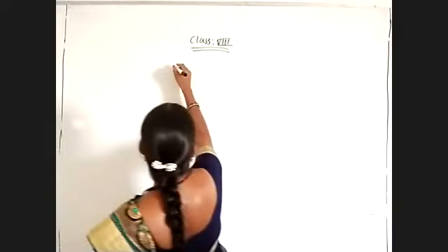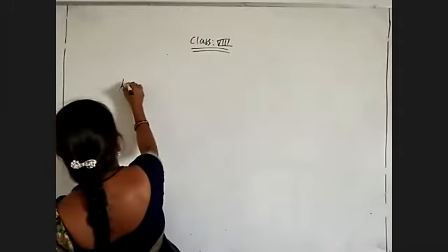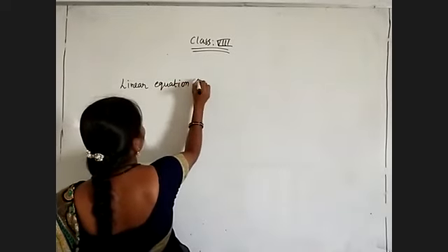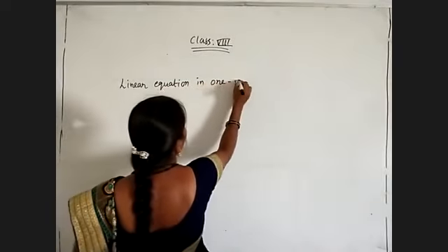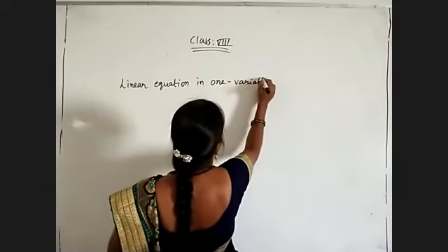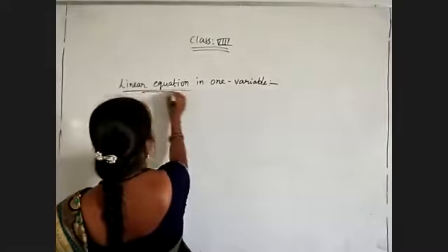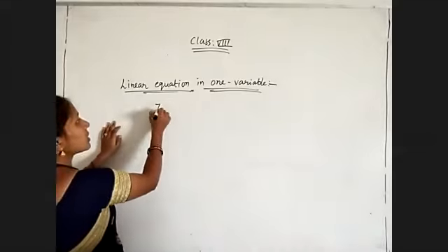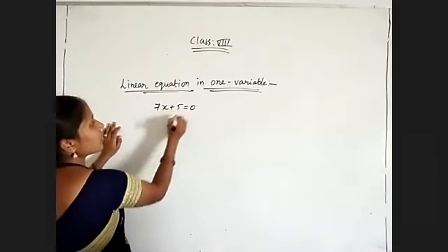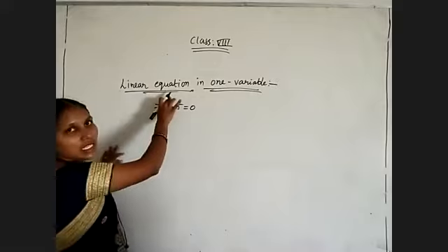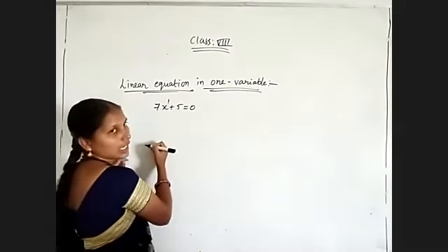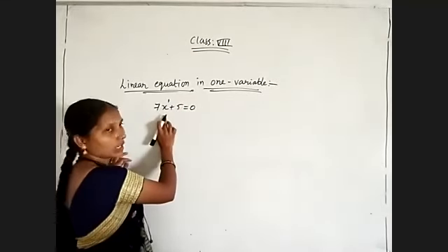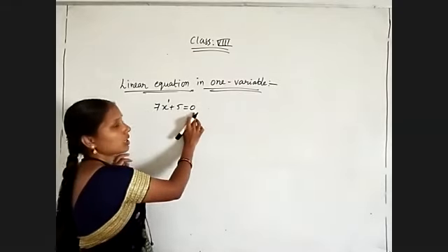So first of all, what is meant by a linear equation in one variable? A linear equation in one variable is nothing but just a simple equation only. Why? Because see, 7x plus 5 is equal to 0. Whenever we are checking whether it is a linear equation or not, we are checking its degree, that's all. So here the degree of this equation is 1 and only one variable is there. That's why it is also called a simple equation.